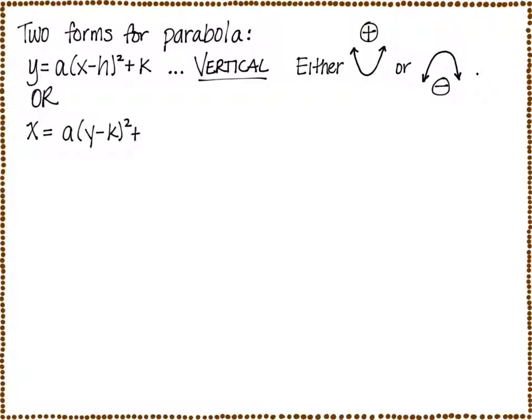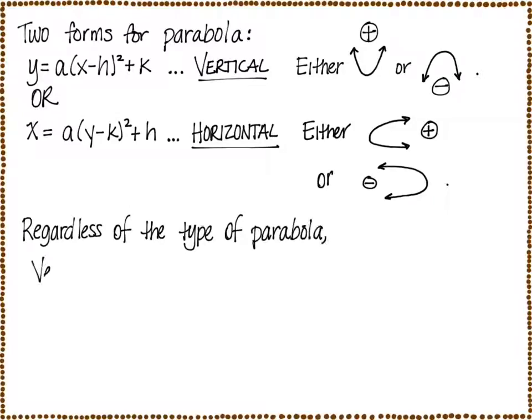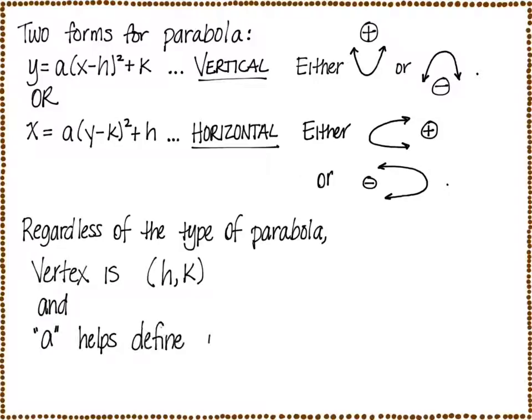The other equation starts with x equals, and this will be a horizontal parabola. We're either going to have a parabola that opens in the positive direction or a parabola that opens in the negative direction. Regardless of which type of equation we have, the vertex is going to be the point h, k.